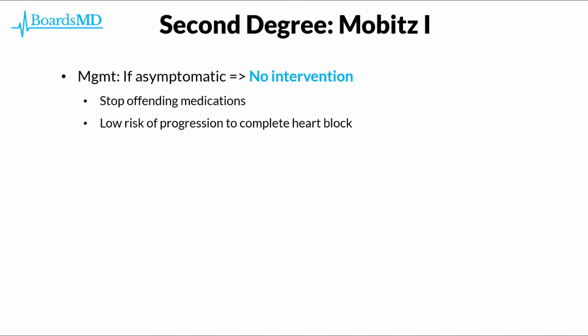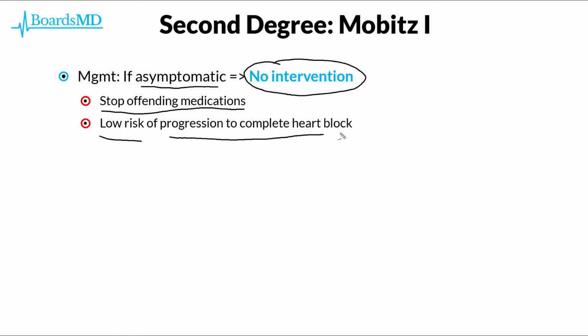As we stated previously, the most common presentation of second-degree heart block, Mobitz Type 1, is that these patients are going to be asymptomatic, and if these patients are indeed asymptomatic, then no intervention is going to be required. We can consider stopping offending medications such as beta blockers, calcium channel blockers, and digoxin. However, ultimately, Mobitz Type 1 carries a very, very low risk of progression to complete heart block or third-degree heart block, and therefore no intervention is generally going to be needed in these patients.